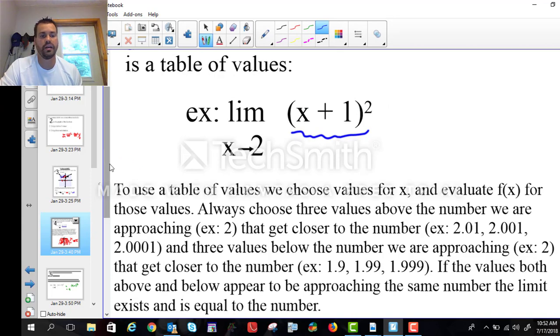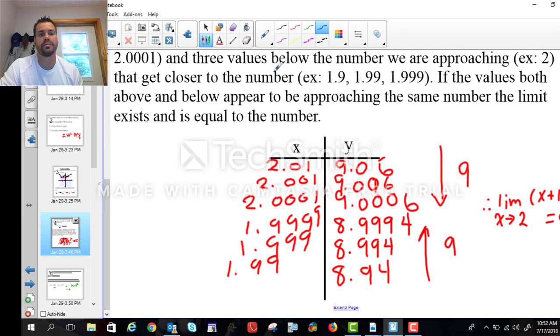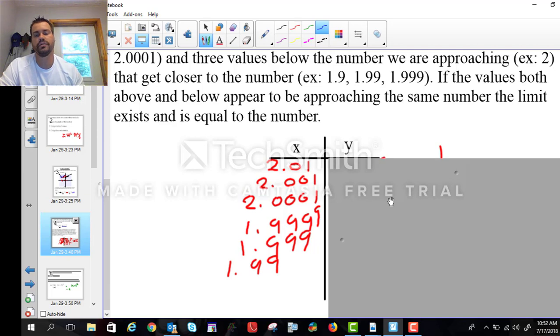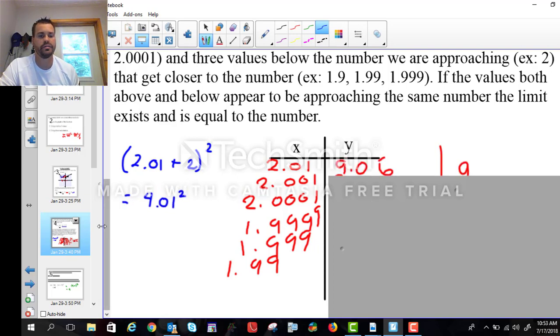And we're going to try, as with any table of values, just going to plug it in, and we're going to see what happens. All right, so I'm just going to block out the second part of this table for a minute, and we're just going to look at, okay, what happens when I put 2.01 in? So what you do, take 2.01, and we'll do it over here just to show you what we're doing. We're going 2.01, we're adding 2, and we're squaring it. So we're getting 4.01 squared, and that comes out to 9.06.